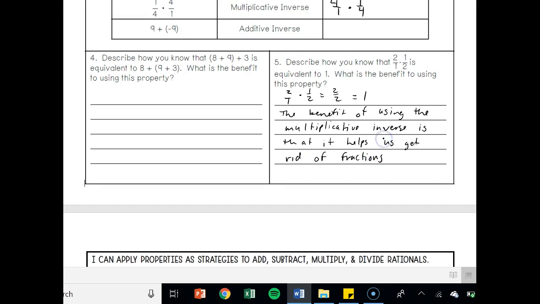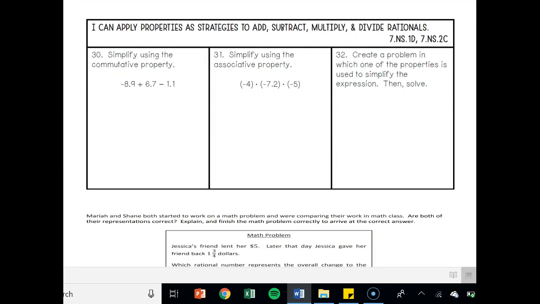Okay, there we go. On the back side, it says I can apply properties of strategies to add, subtract, multiply, divide rational numbers. So problem number 30, it would probably make most sense to use KCC right off the bat. Keep, change, KCC. And then it would make most sense to use the commutative property to add up the negatives first.